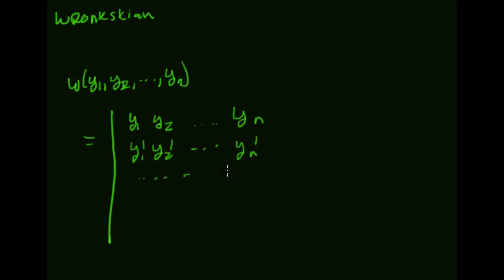And then we keep doing that until we get the y1 n minus first derivative, y2 n minus first derivative, out to yn n minus first derivative. And we take that determinant. So this determinant of the matrix of the various derivatives is what we call the Wronskian.